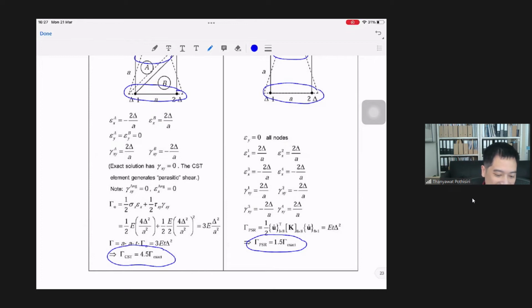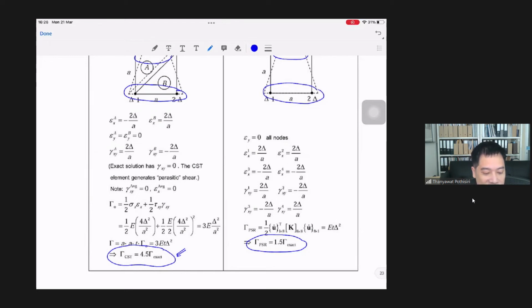So this provides you with larger strain energy than it should be, right? By imposing the displacement loading onto the structure and using this CST elements, you are looking at higher strain energy than it should be.